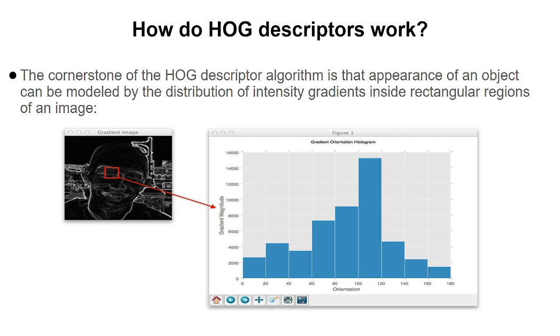So how does the HOG descriptor work here? The cornerstone of the HOG descriptor algorithm is that the appearance of an object can be modeled by the distribution of intensity gradients inside a rectangular region of the image. So we can see here that the appearance of the object can be represented with the gradients inside this particular region. This is represented with the magnitude and gradient orientation histogram: how much oriented histogram there is for the given magnitude of the selected pixels of that image.